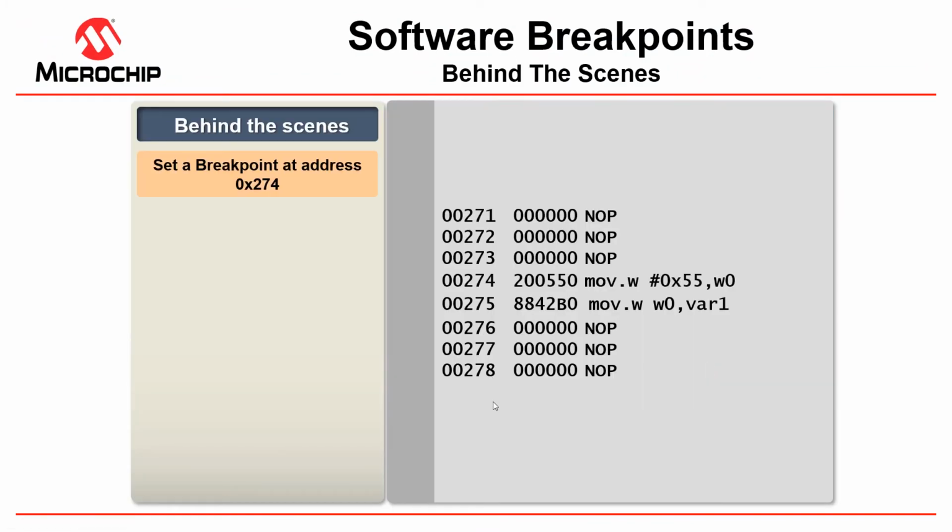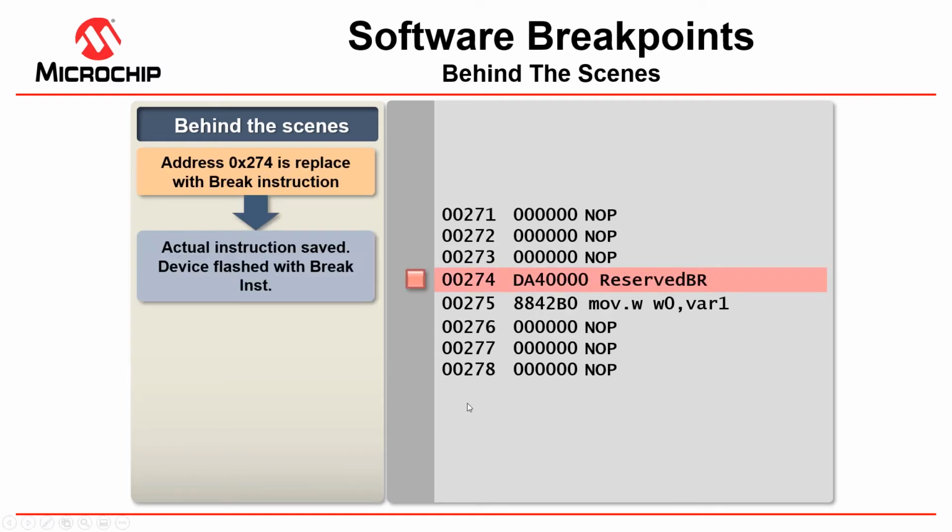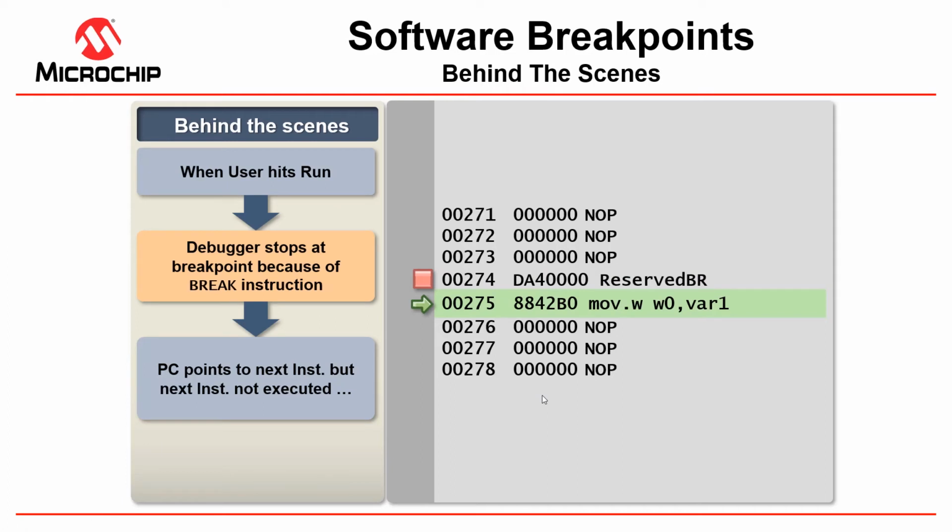So, if we wanted to place a breakpoint at address 274, we would click in the glyph margin here, and essentially what would happen behind the scenes is that MPLAB X would program the microcontroller, replacing whatever instruction was at this address with a reserved break instruction. Now, when you run the code, MPLAB X reaches and executes the break instruction and then halts. So the debugger stops at the breakpoint because of the break instruction.